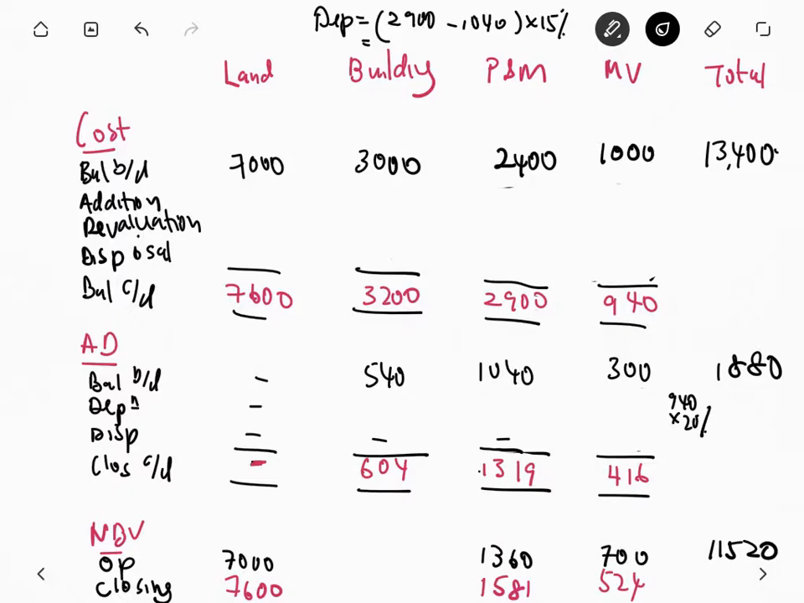Is the opening given? Yes. Opening accumulated? Here. Given that, can I now find opening net book value? Like this: opening cost, opening accumulated, opening net book value. Closing cost, closing accumulated, closing net book value. So we find opening net book value. For building, how much? 3,000 minus 540 is 2,460. Do the same for all this opening. Then we see what happened during the year.